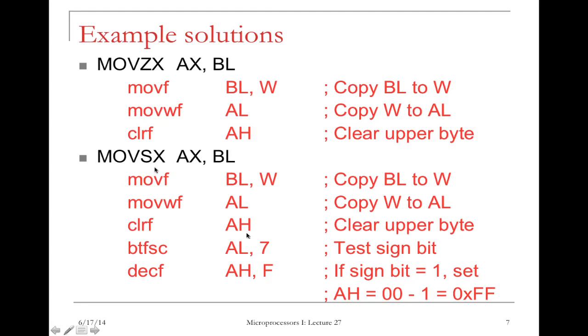So we're going to first clear AH to just assume that we may have all zeros. If not, we're going to make it all ones. BTFSC AL, 7. What do we do here? We do a bit test. We test the sign bit of BL. Remember, now BL and AL are the same. If that bit is clear, we're going to skip this instruction. That's BTFSC. We're going to skip this decrement instruction if my sign bit is a 0.